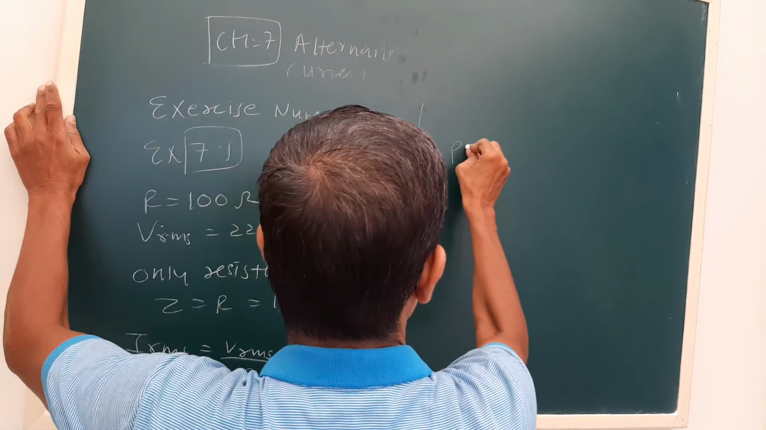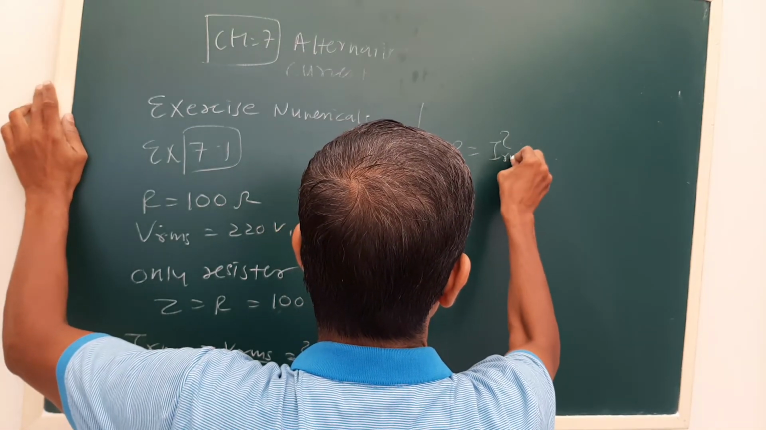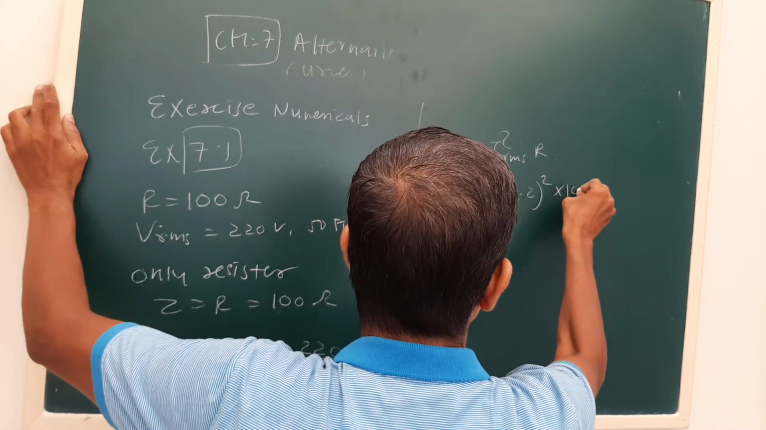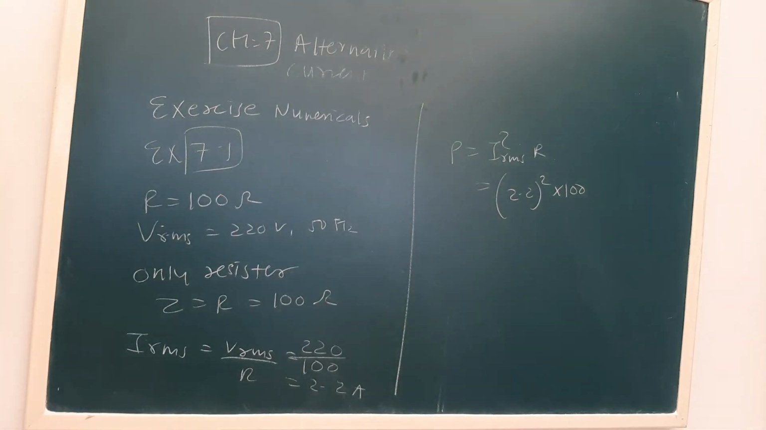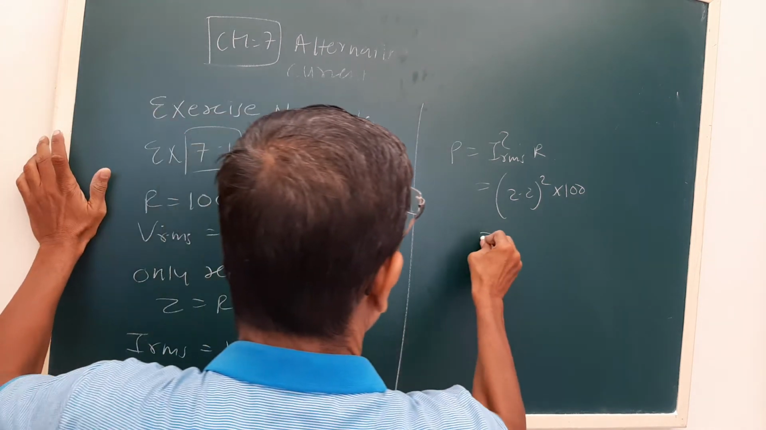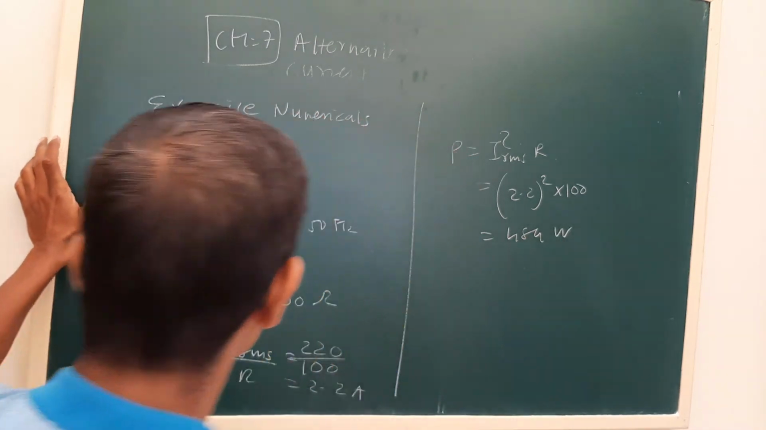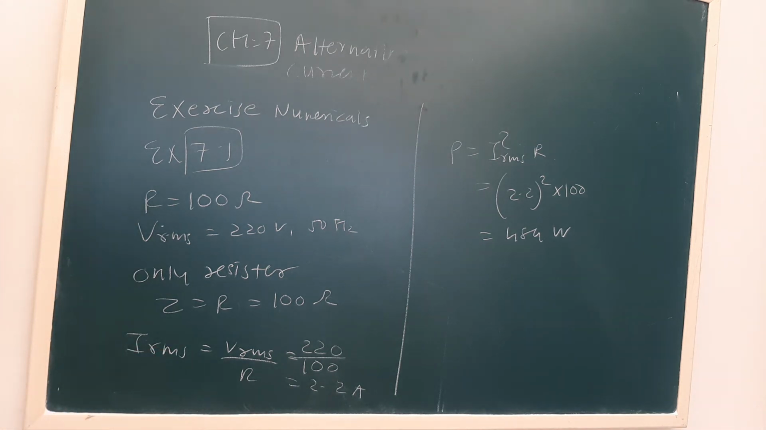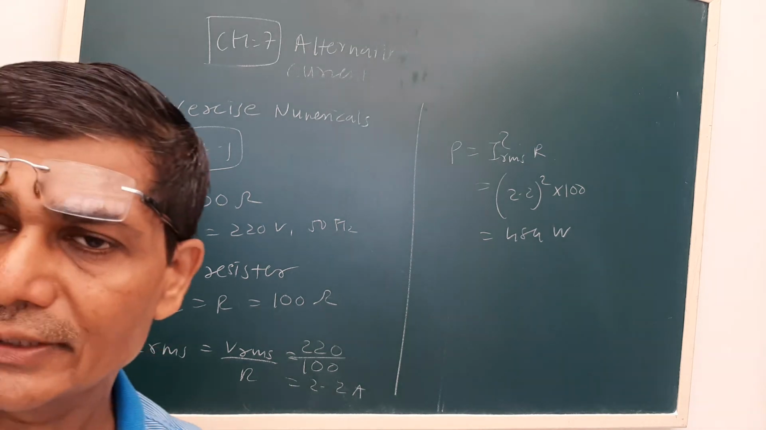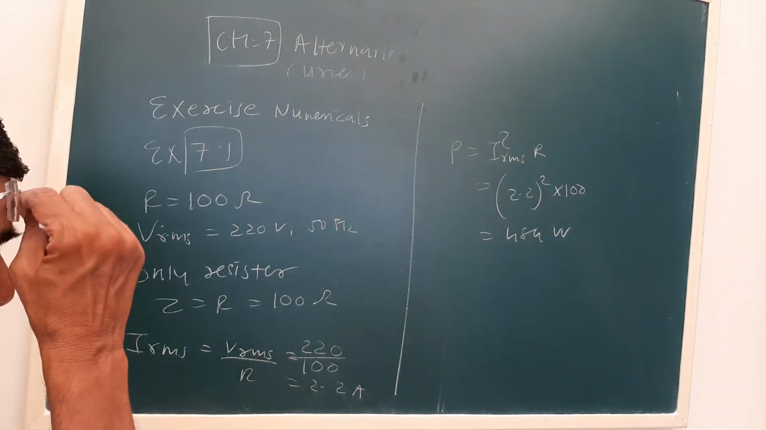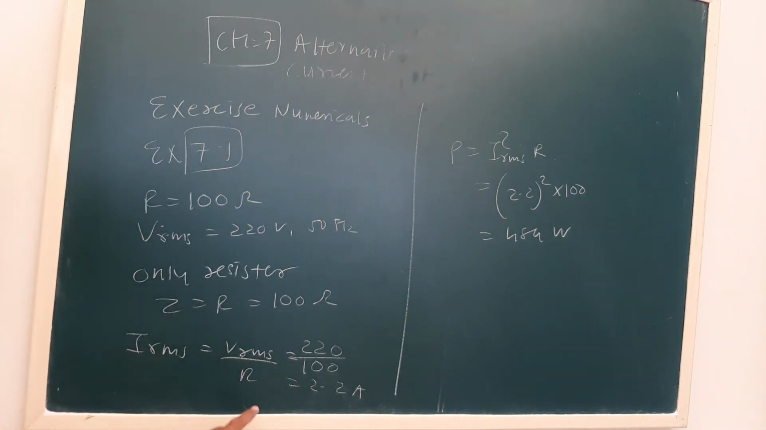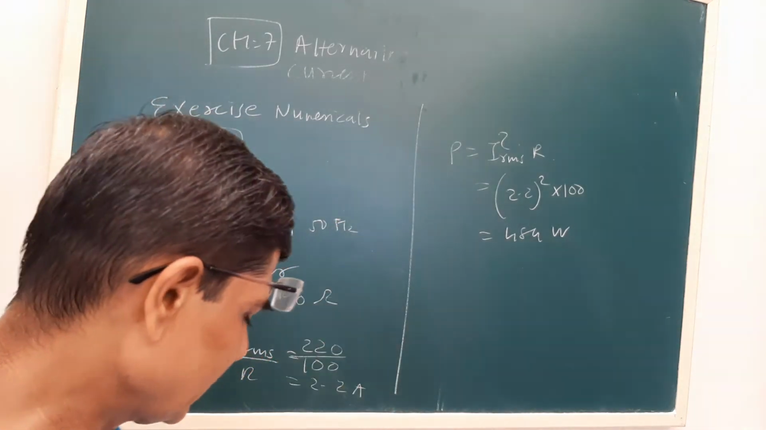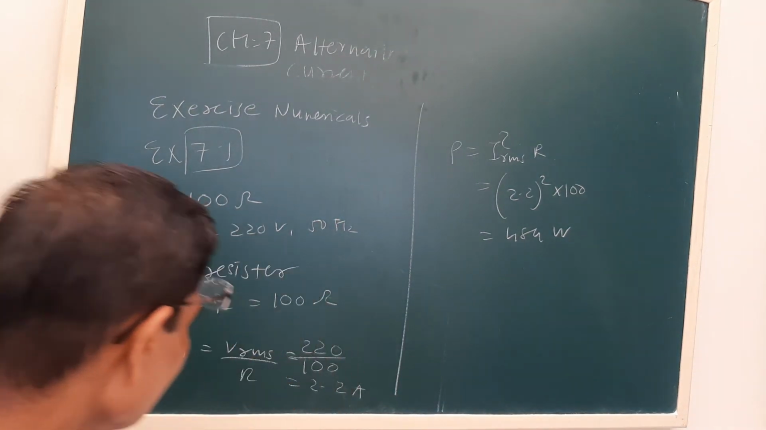See, the power in the circuit is I square R. That turns out to be 484. Here only a resistor is given, no other component, so Z is equal to R. IRMS is VRMS upon Z. Z is equal to R here, so we get the current value, and power is IRMS square into R. So this is about exercise number 7.1.